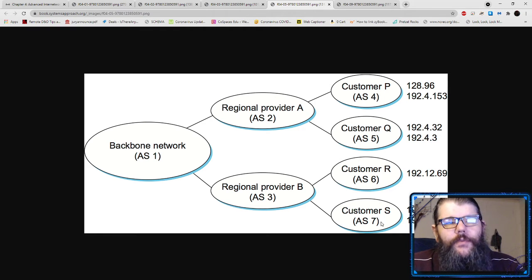There are endpoints, there are backbones, and then there are things that are regionally interconnecting things. And there can be some interconnections here, so like AS2 and AS3 could be directly connected. And this makes things a little more complicated. What customer R cares about for its routing is much different than what the backbone cares about for its routing.